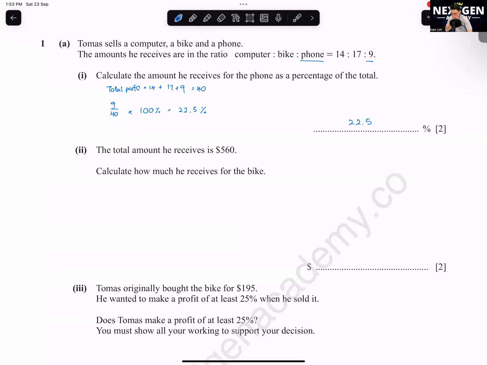Question 2. The total amount he receives is $560. How much does he receive for the bike? The bike is 17 parts, so 17 over 40 multiplied by 560. We should get 238.